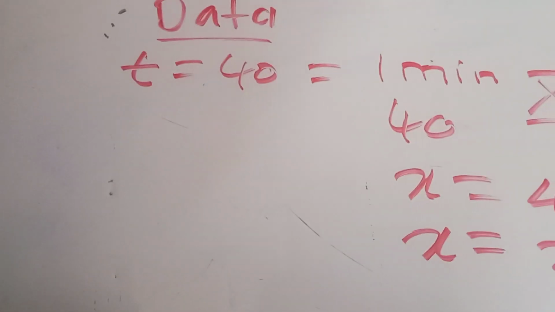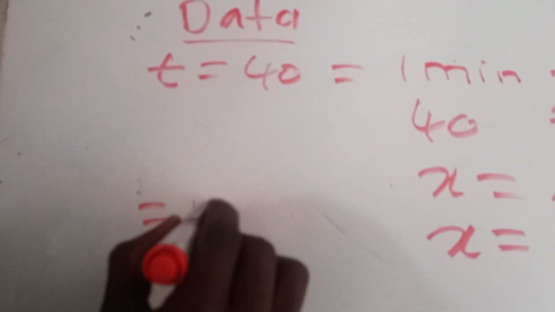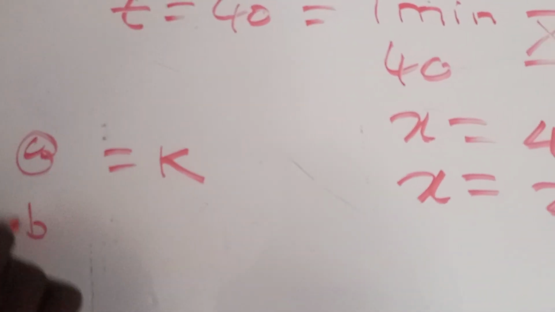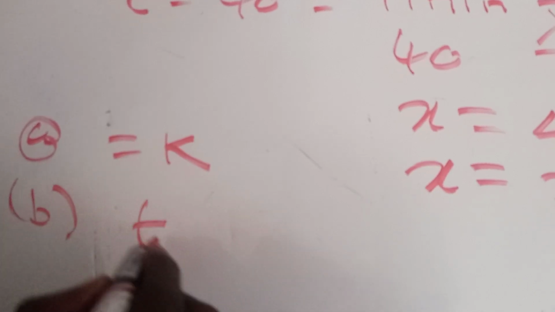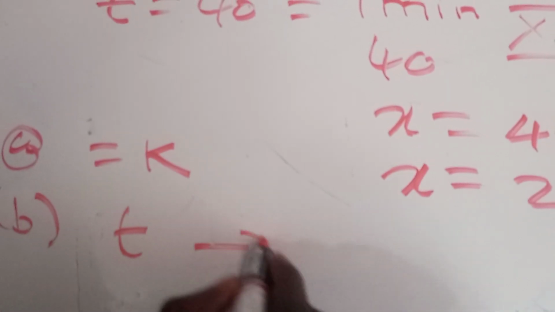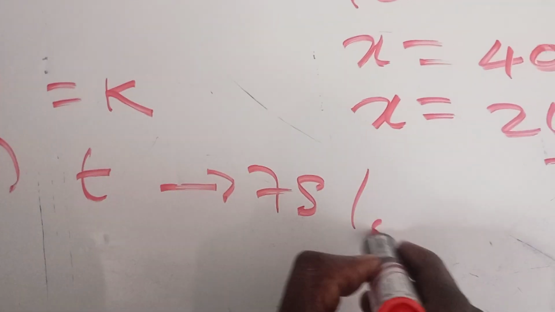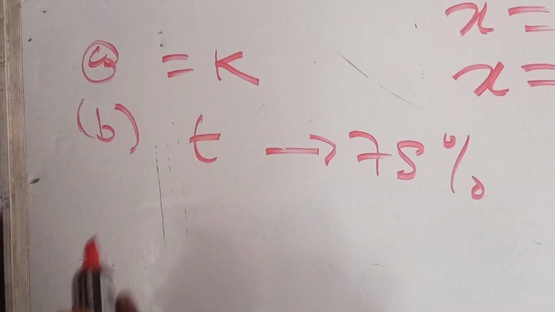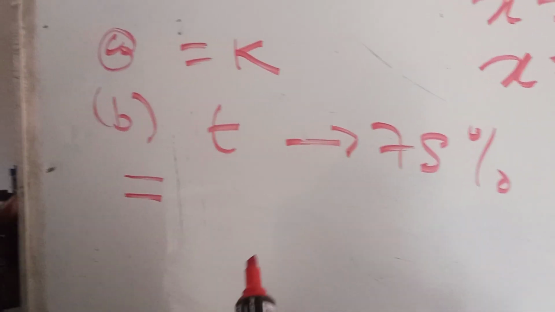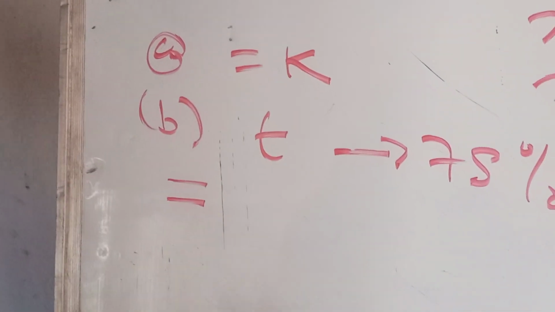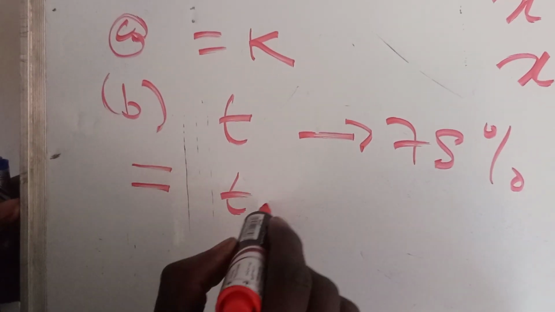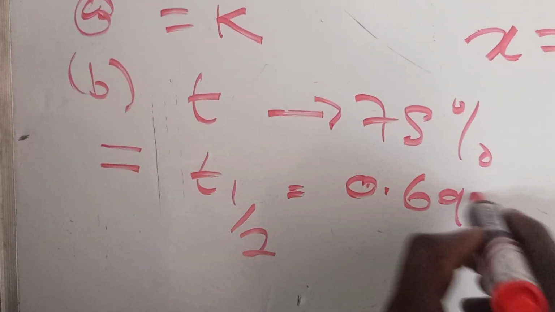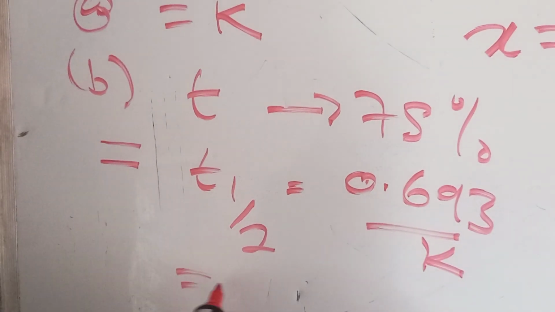Then what I'm going to do next is find the value of K. Once you find the value of K, which is your A, you're supposed to find the time required for the reaction to reach 75%. As usual, it's a first order reaction. So before going further, try the half-life formula to calculate the value of K, which is t half-life is equal to 0.693 divided by K.